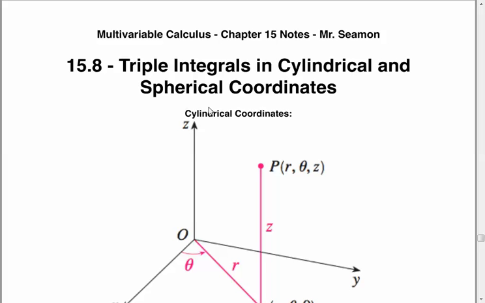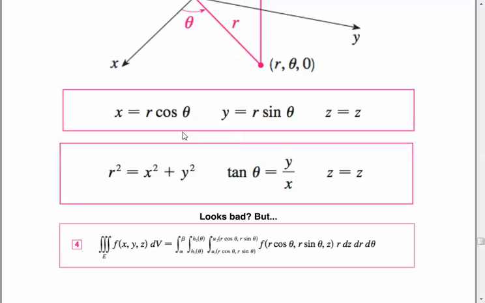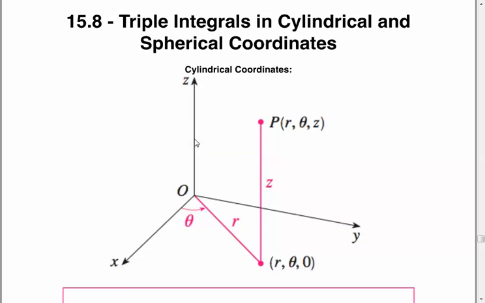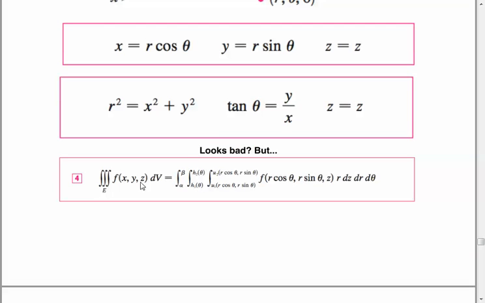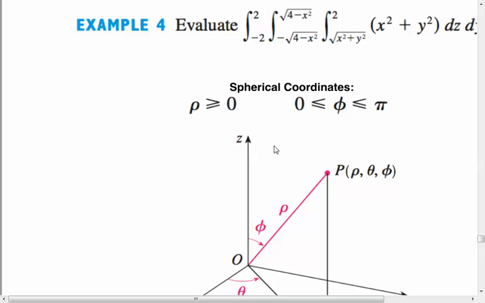Are there other corollaries in the world of cylindrical and spherical coordinates? Absolutely. There's nothing very new. The definitions here are, you've seen these conversions before between Cartesian and cylindrical coordinates. And you see this triple integral right here, which looks visually terrible. All of it comes down to algebra.